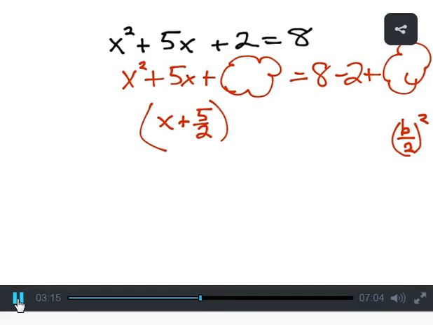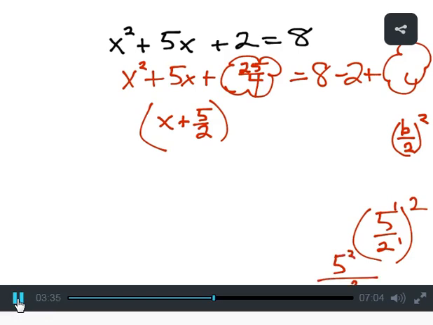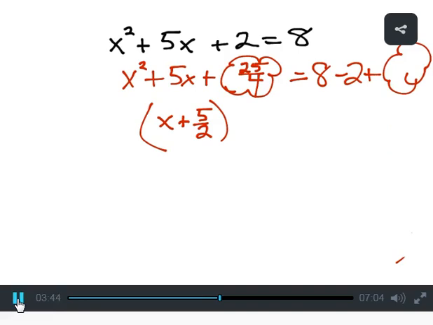And what is 5 over 2 squared? I'm going to write this over here to help your head. Anybody know? Oh, it's nice and easy. It's 25 over 4. Because squared, remember how you can put a 1 in a 1? So that's 5 squared over 2 squared. What's 5 squared over 2 squared? Well, that's 25 over 4. So what we have is x plus 5 over 2 squared is 25 over 4. So what goes over here? 25 over 4.